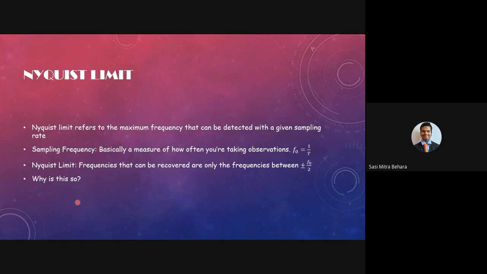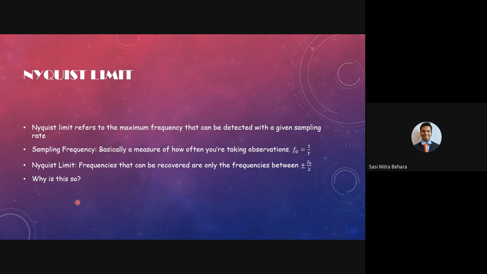Okay, so let's talk about the Nyquist limit. The idea with the Nyquist limit is that if you have collected data with a given sampling frequency, you cannot possibly recreate every single periodic signal with it. There is an upper limit to what frequency the periodic signal can have, given a sampling rate.